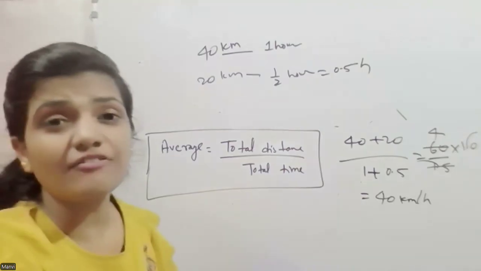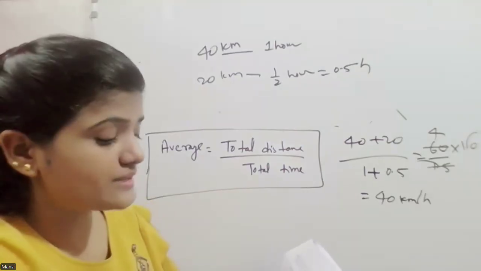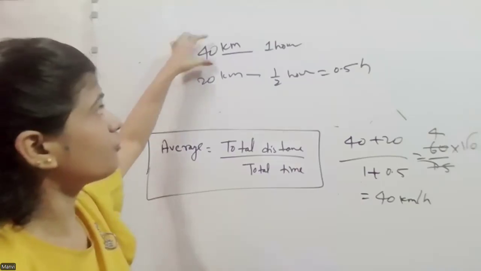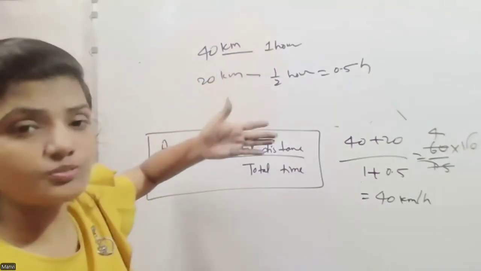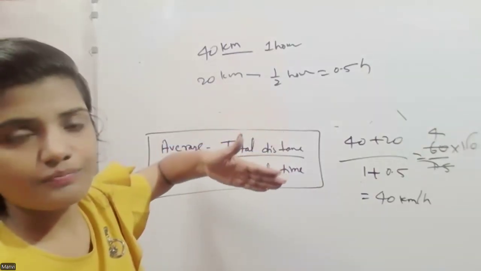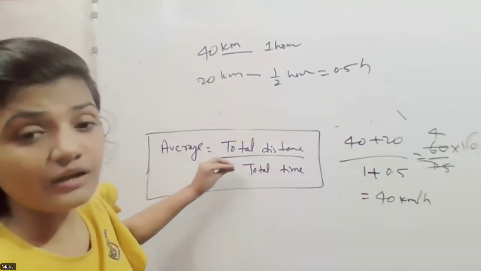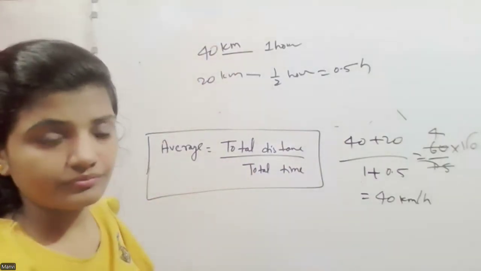In total time, Kavya, sometimes we have stops as well. For example, first this car travels 40 kilometers in 1 hour, and then it takes a 5 minute break or 10 minute break or 1 hour break, something like this. So while we are calculating total time, we need to add that time as well. Okay.